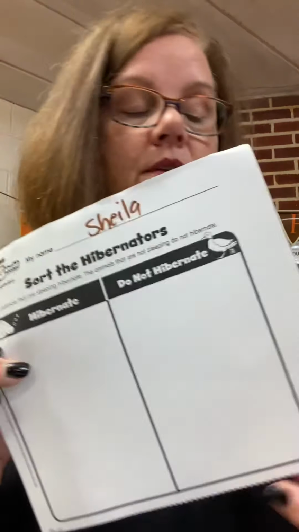All right, so now when we have those cut out, we're going to go to our worksheet. We're going to need our glue sticks and we're going to put our names on the top of the worksheet. Right, and sort the hibernators. The animals that are sleeping hibernate. The animals that are not sleeping do not hibernate. So if we look at our clues up here, do you see our turtle? And he's snoozing. He's got the Z's. He's snoozing. And then on the other side, do not hibernate.